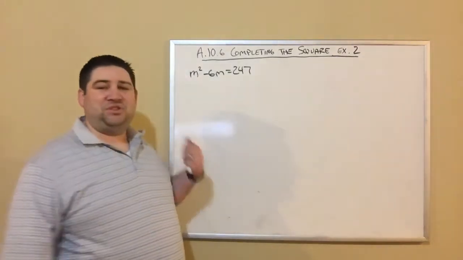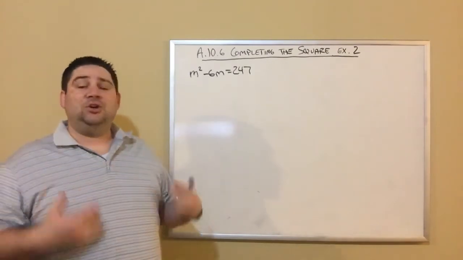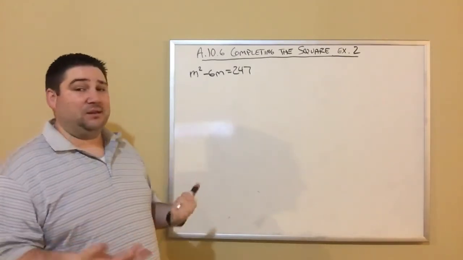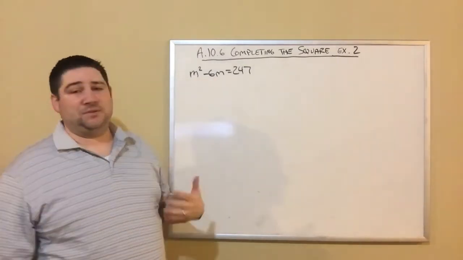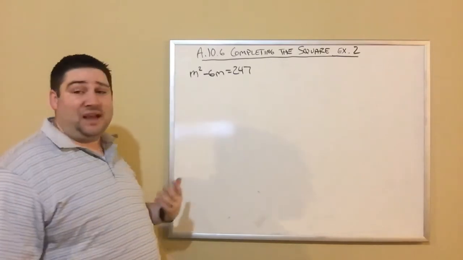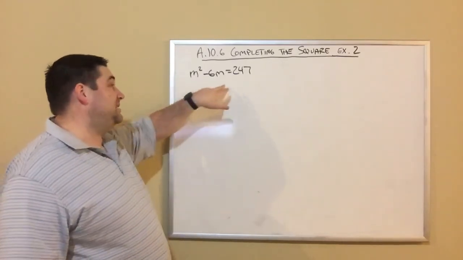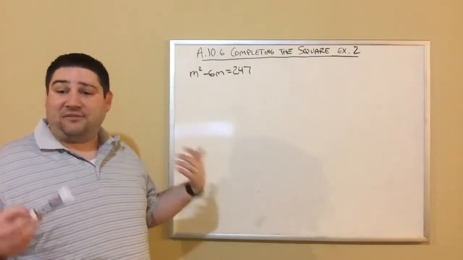We're on example 2 of completing the square. Remember, completing the square is a way to solve a quadratic equation. So I got m squared minus 6m equals 247. One way to do this problem is you could subtract 247 and make it m squared minus 6m minus 247 equals 0, and then try to factor that.